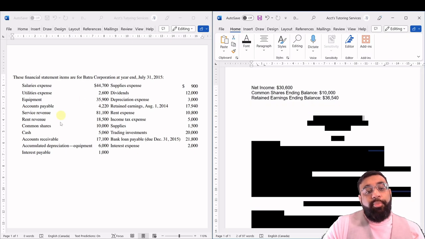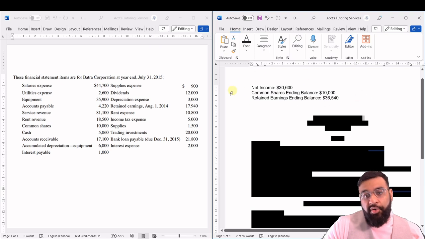All right, next we're going to do a practice question. These financial statement items are for Bay Truck Corporation at year end July 31st, 2015. Based off of this data set over here and this data set over here, I want you guys to prepare the classified balance sheet or the statement of financial position.